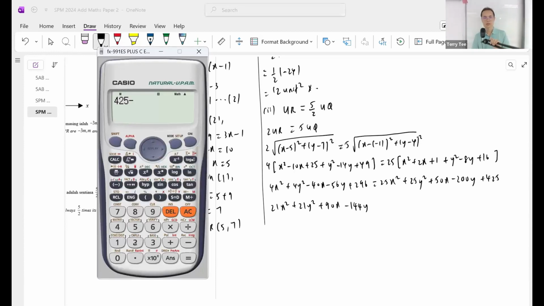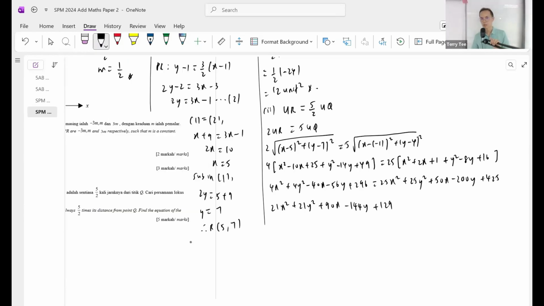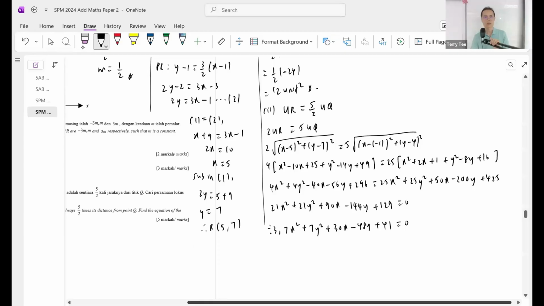And then 425 minus 296, that will be 129. Can we divide by 3? We can, right? Divide by 3, you get 7x squared, 7y squared, 30x, 48y, and 41. Okay, can we counter check? Not 41, 43. This is 43. 129 divided by 3 is 43.